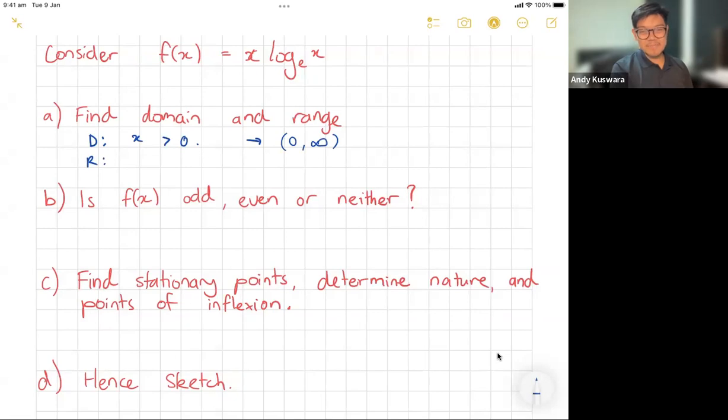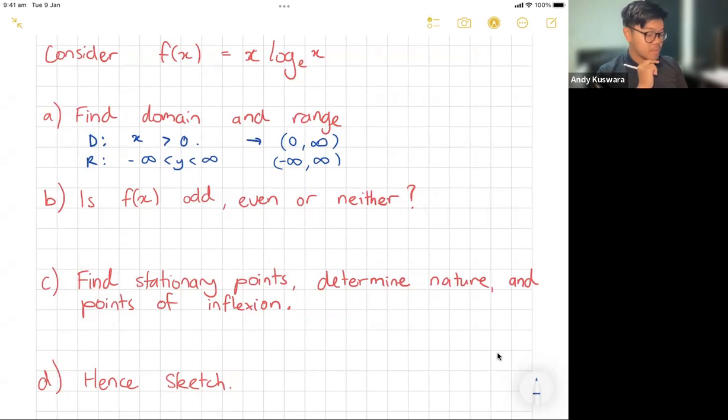Log e of an x can be kind of any value. So basically here, my y is going to be between negative infinity and infinity. So in this case here, the way that you would write that would be from negative infinity to infinity. So that's all real y.